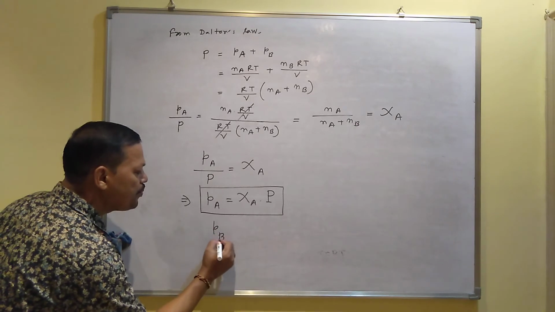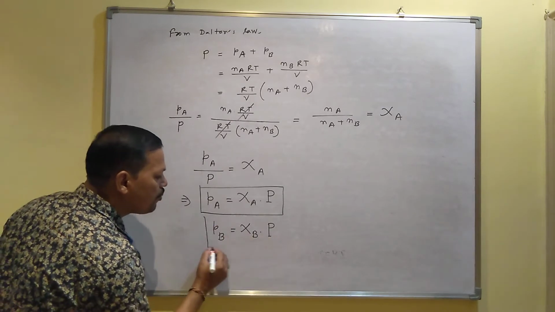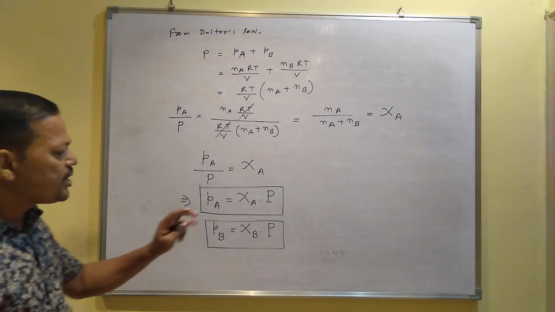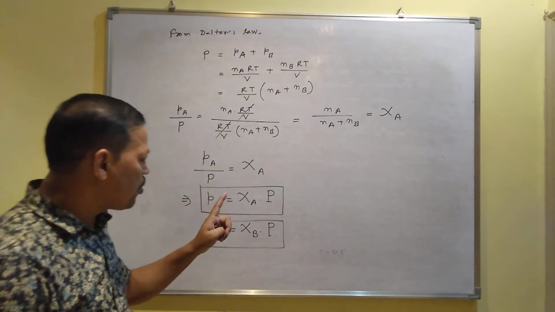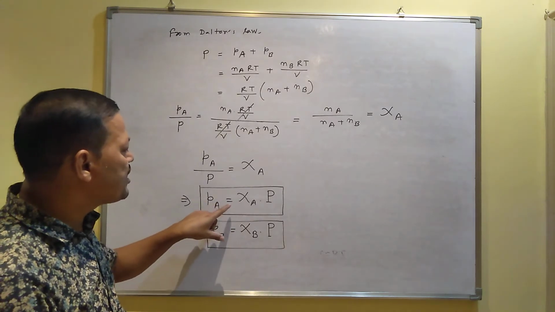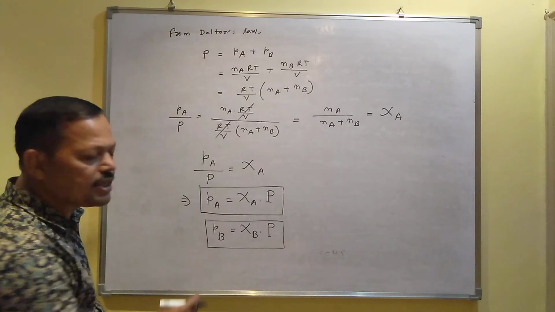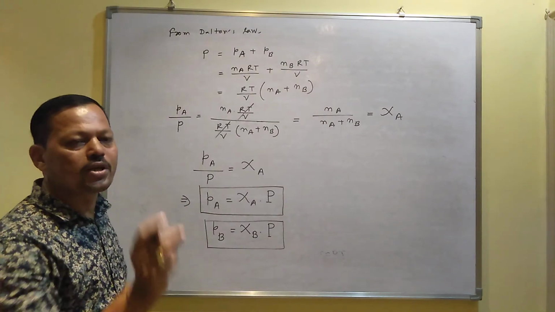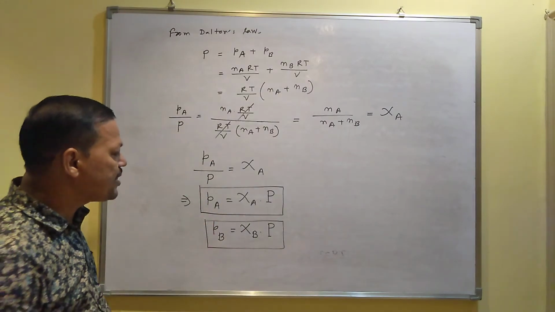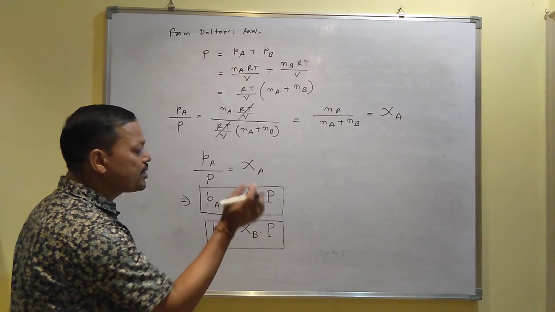Similarly, if you want to determine PB, partial pressure of B, then you will get χB into P. I mean, partial pressure of B is equal to mole fraction of B multiplied by total pressure. So this is very important for exams. Normally the question asks, prove that partial pressure of any gas is equal to mole fraction of the gas multiplied by total pressure. And in numericals also you can use this equation if you want to determine the individual pressures, what is the pressure of A, what is the pressure of B. I mean, if you want to find out individual pressure of the gases, then you can apply this. Just find out the mole fraction and multiply it by the total pressure, then you will get the partial pressure of the gases.